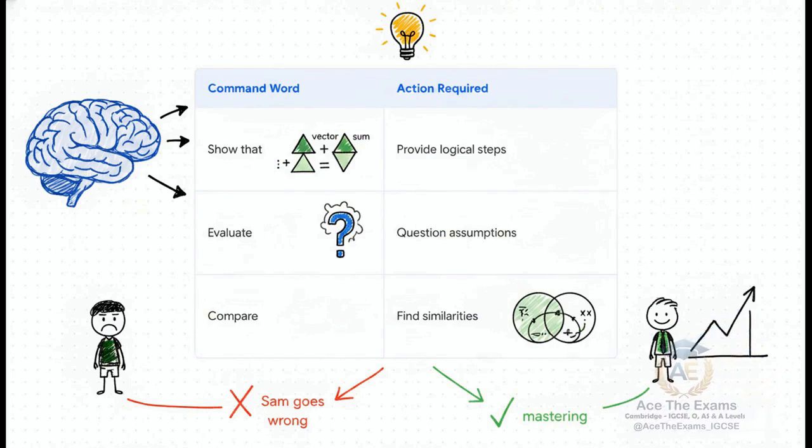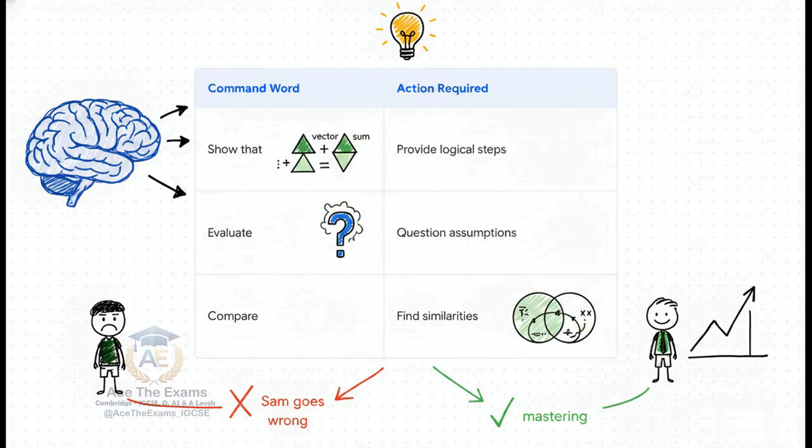It is all about command word decoding. Sam constantly loses marks by rushing through the text and treating a word like evaluate exactly the same as the word state. That is a massive error. Mastering the command word means extracting the relevant data and then selecting the exact right analytical framework for that specific word. If the question explicitly says show that, you must provide every single logical step of the vector sum zero proof. You absolutely cannot skip algebraic steps in your head because the final answer is already given. The marks are entirely for the journey.